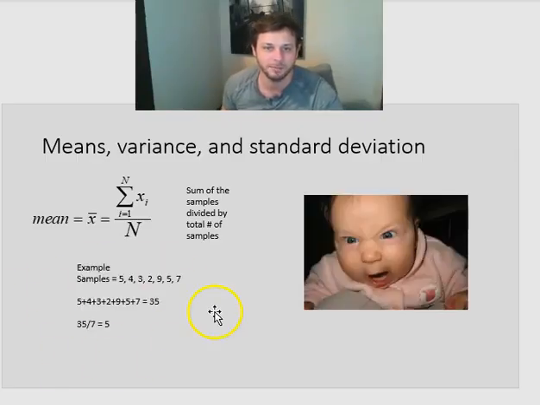So here's an example. We have our samples 5, 4, 3, 2, 9, 5, 7. Add all those up, that's 35. There are 1, 2, 3, 4, 5, 6, 7 samples. And so you take that 35 divided by 7, and it gives you 5. That is the mean of this population, whatever we're measuring, right? So it is 5.